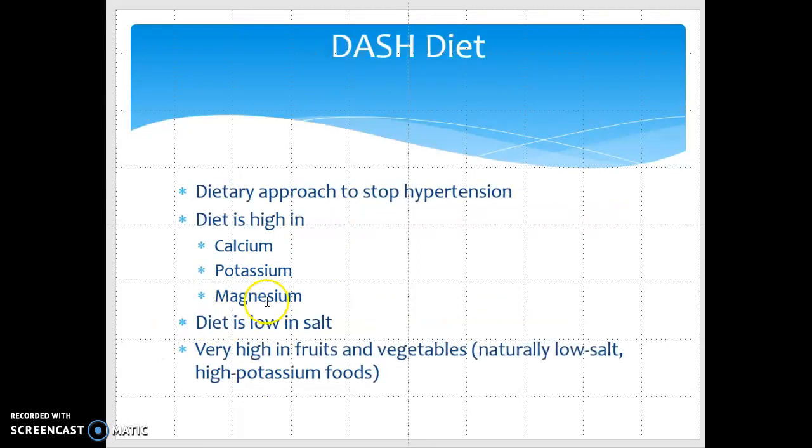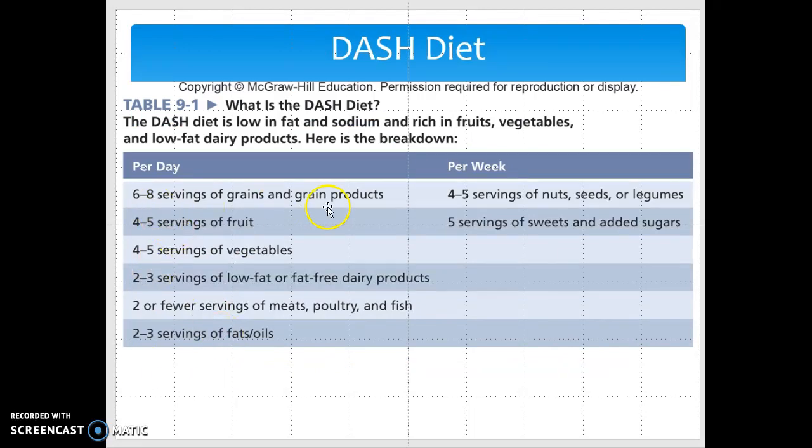And one of the best diets that has been found is called the DASH diet, and it's the Dietary Approach to Stop Hypertension. That's what DASH stands for. So this diet is high in calcium, potassium, and magnesium, and low in salt. And that means it's very high in fruits and vegetables. So it's many, many servings of fruits and vegetables every day, a lot of grains, and not so much in meats, and very few processed foods. So that's a way you can go if you're trying to lower your blood pressure.